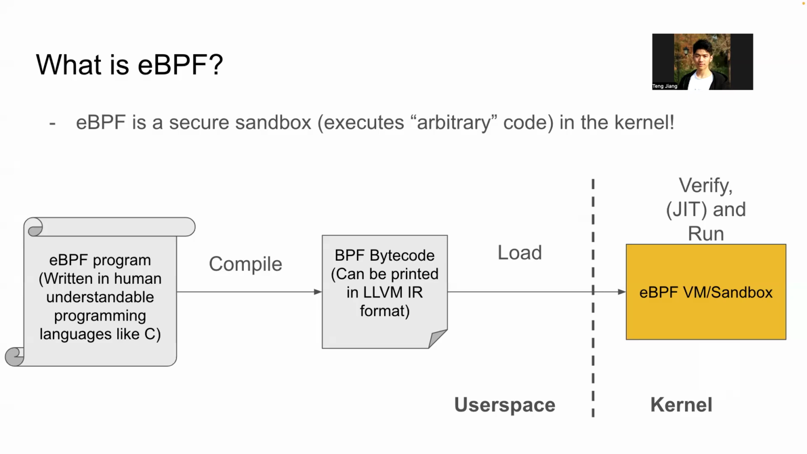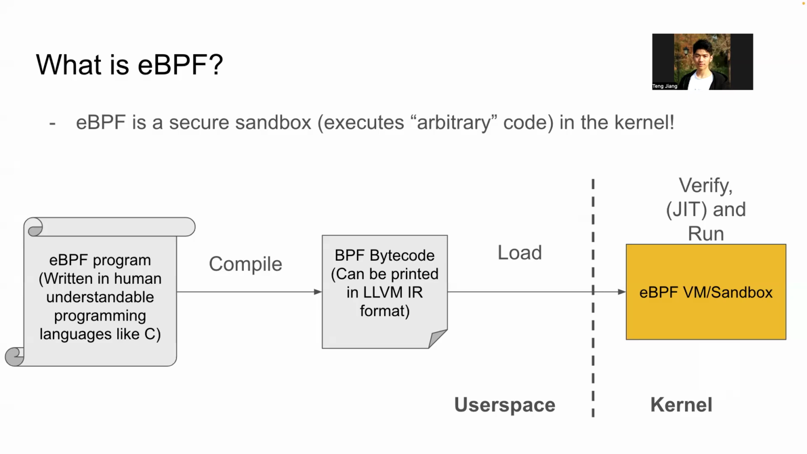Those 2 phases all happen in the user space, and once it's loaded into the kernel, we first need to verify the code. We will build an abstract syntax tree, if you have learned PLT, and traverse the tree to make sure it doesn't have an infinite loop, or dereference a null pointer, all sorts of things like that. We're going to see a more detailed example after this.